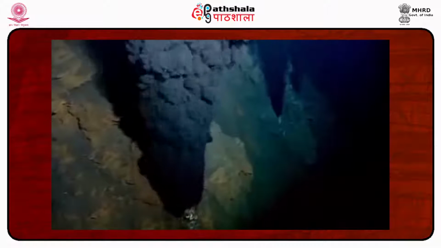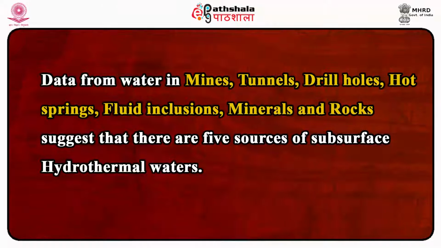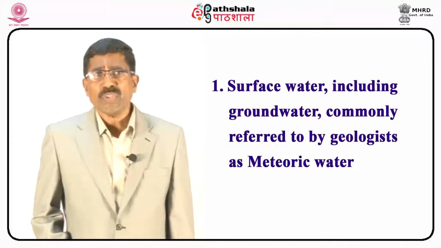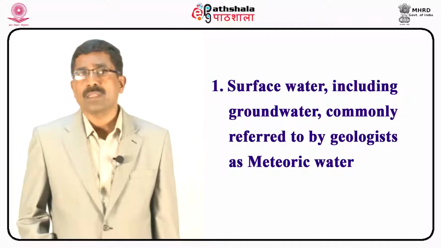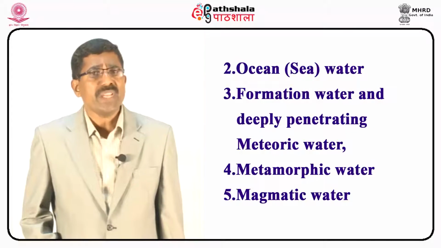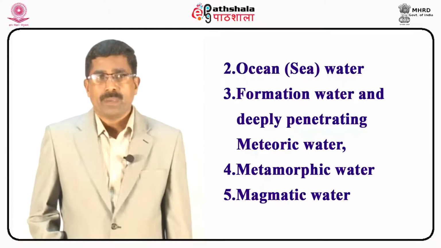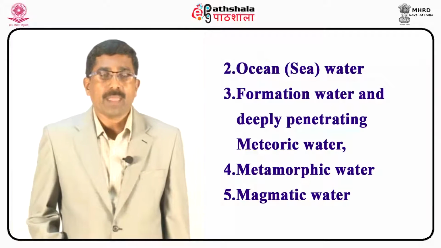In some present day hydrothermal systems, the circulation of hydrothermal solution is under intensive study. Data from water in mines, tunnels, drill holes, hot springs, fluid inclusions, minerals and rocks suggested there are 5 sources of subsurface hydrothermal waters: surface water including groundwater, commonly referred to by geologists as meteoric water, oceanic water, formation water and deeply penetrating meteoric water, metamorphic water and magmatic water.